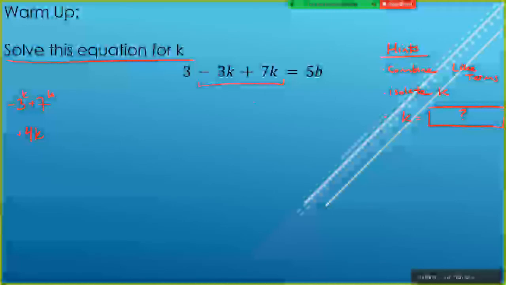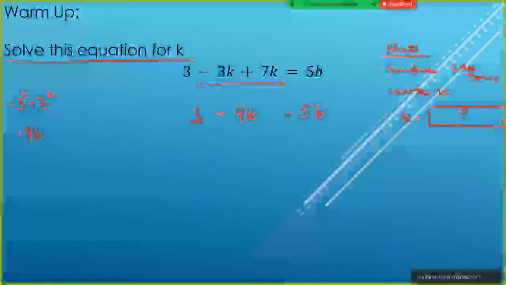So back to the actual problem. Those two are combining to become 4K. Woohoo! And it's positive, right? Because there was more positive when we started. Bring down the rest of the stuff we haven't dealt with. We've got 3 plus 4k equals 5b.